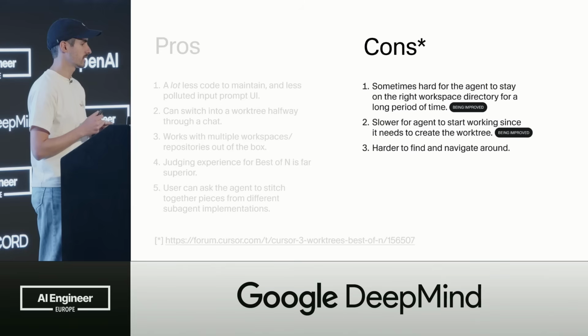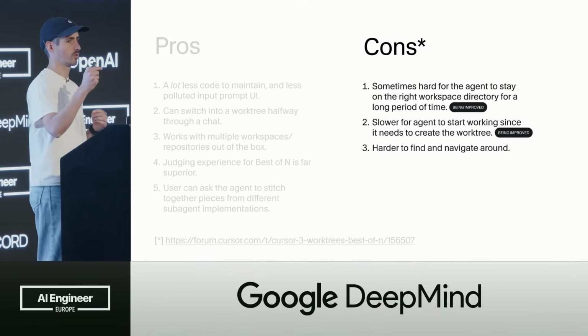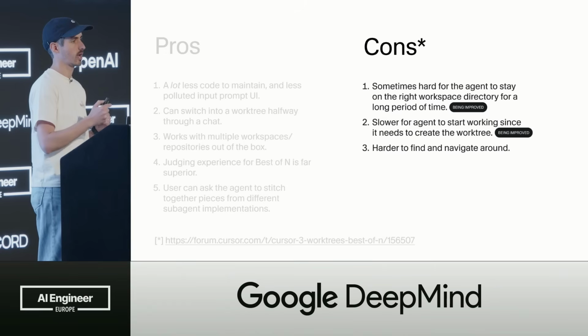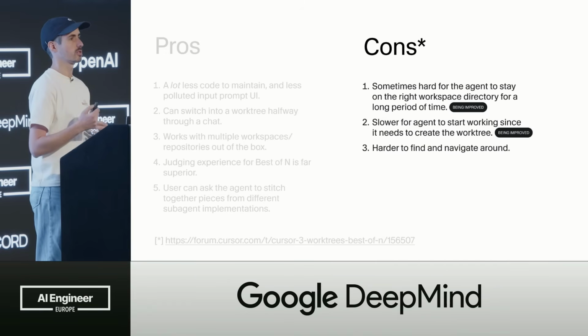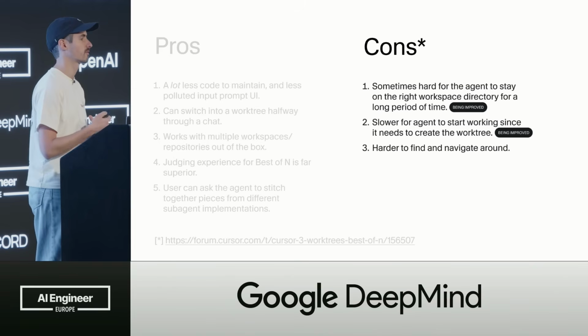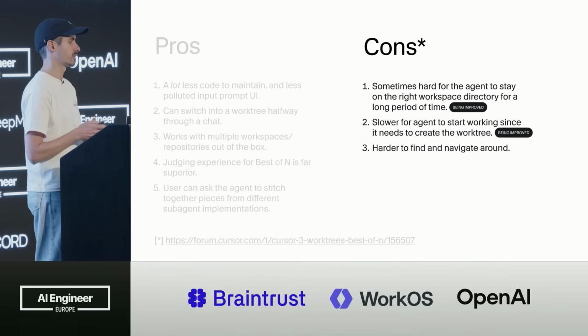Another con is that it feels slower because you're seeing the agent create the work tree and you're seeing that in your chat. It's not actually slower, but it does feel like the agent is kind of wasting time doing something that should be done for it in advance. We're also looking at some improvements here.